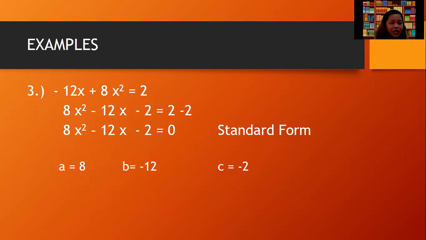The term that has an exponent of 2. So therefore, this will become 8x squared minus 12x. Then we will use addition property of equality.